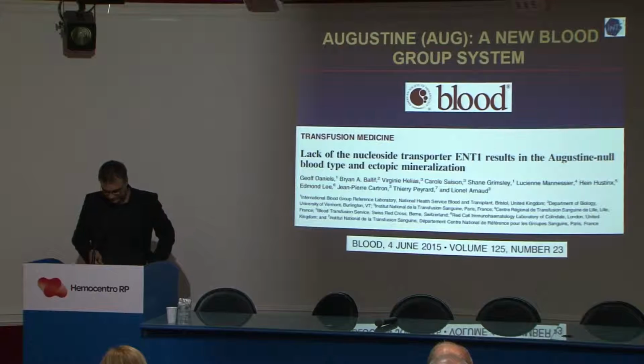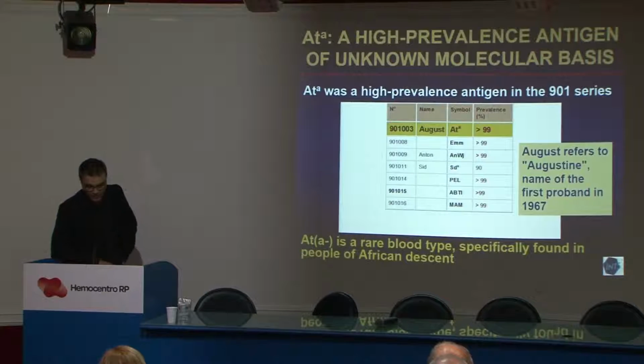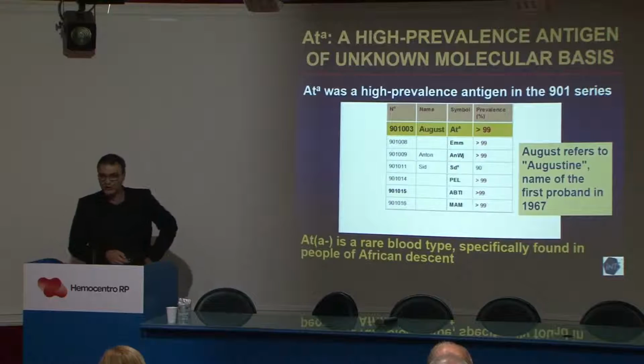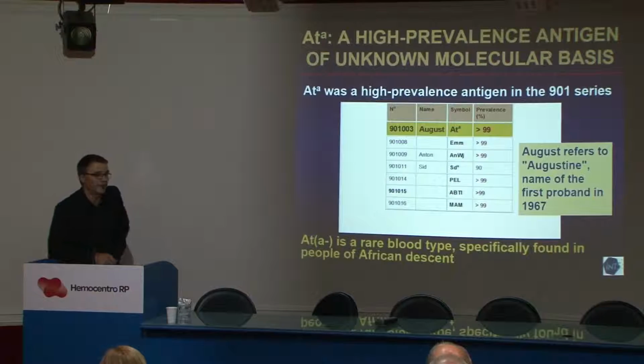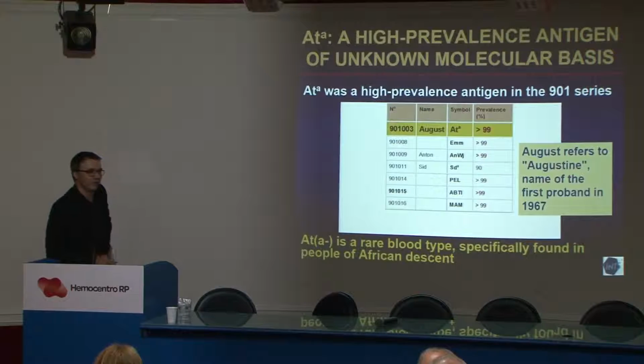So, ATA is a high prevalence antigen, and until then, its molecular basis was unknown. And it used to belong to this series of red blood cell antigens called 901 series. That's to say, a prevalence greater than 90% with unknown molecular basis. So it used to be here in this table. And August here refers to Augustines, the name of the first proband found in 1967.